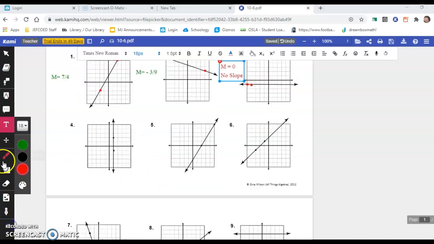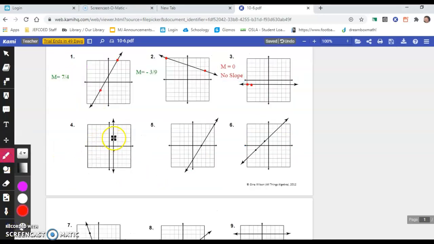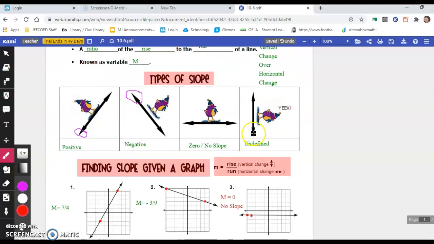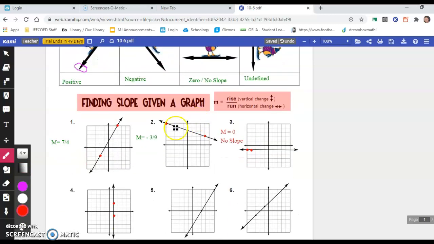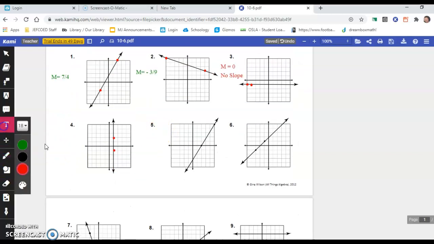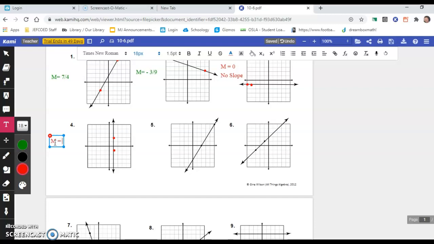All right, we're going to look at one more real quick right here. So we have our point here and our point there. We do have a vertical change, but there's no horizontal change. So if you guys are looking at that and we have a straight vertical line right there, we should know that this one is M equals undefined slope. Okay?